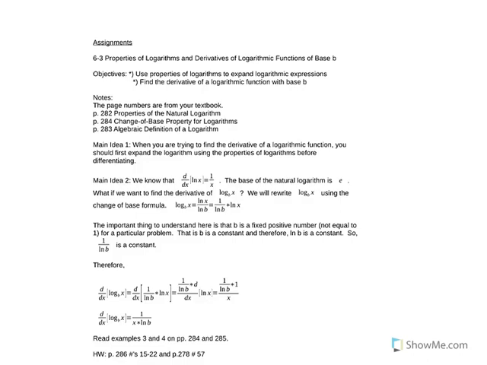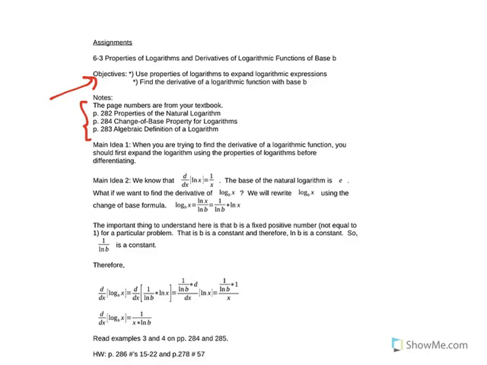Section 6-3, Properties of Logarithms and Derivatives of Logarithmic Functions of Base B. We have two objectives for today's lesson. Use properties of logarithms to expand logarithmic expressions and find the derivative of a logarithmic function with base B. And these are some references from your textbook.